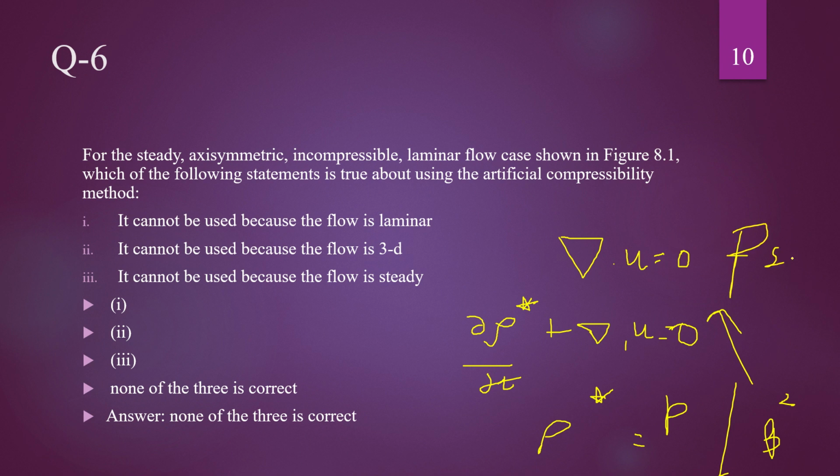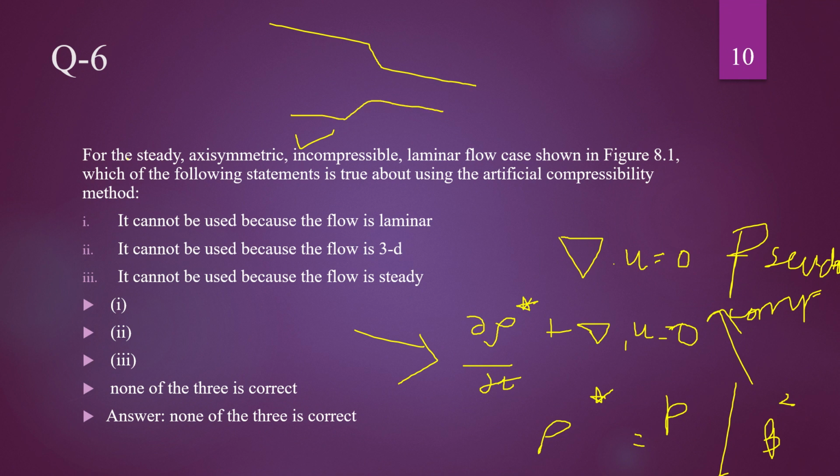Since this fluid is incompressible, we are using one factor called the pseudo compressibility factor and putting it in the governing continuity equation, and then using this equation to solve. So this is known as the artificial compressibility method, used to solve the incompressible fluid flow. So basically the flow is given like this.